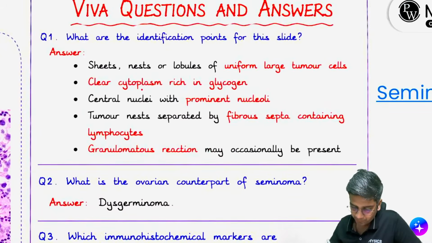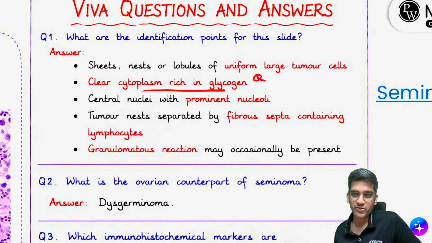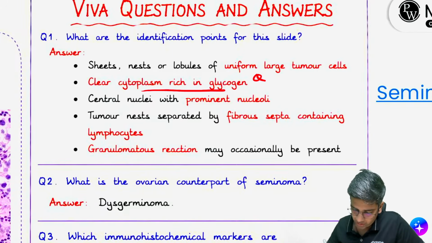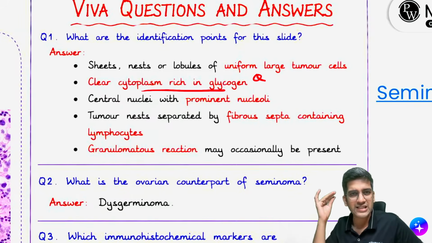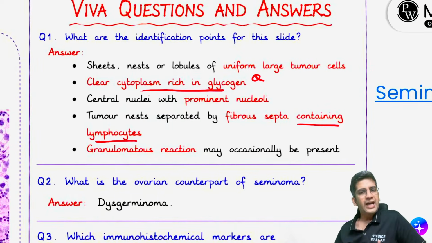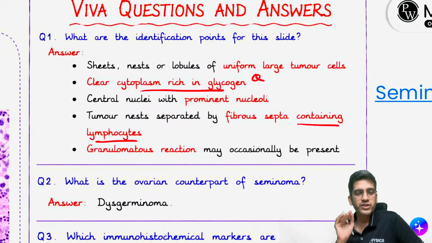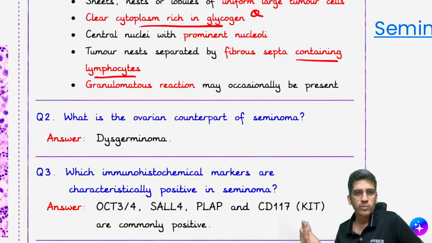How do I identify? Very important. This will definitely come in a viva. Why are they clear? Fine. Yes, I can see your message inside. Amazing answer. Prominent nucleoli doesn't matter. Lymphocytes in the septa, clear cells with glycogen is what is important for me to diagnose them, right? I can see granulomatous reaction. It's fine. That's not important. Clear cells in nests separated by septa with lymphocytes. Same finding for both seminoma and dysgerminoma. Fine. Counterpart in ovary is dysgerminoma.